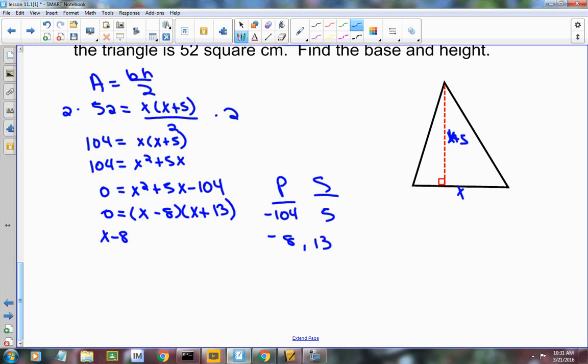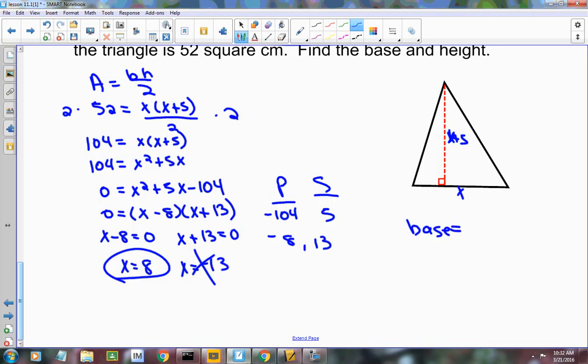And so I set x minus 8 equal to 0 and x plus 13 equal to 0. And x is 8 and negative 13. Now, can I use both of those answers? No. Which one am I going to use? 8. The 8. Okay. So x represents my base. So my base is 8 centimeters. And my height is 5 more than that, so it is 13 centimeters.